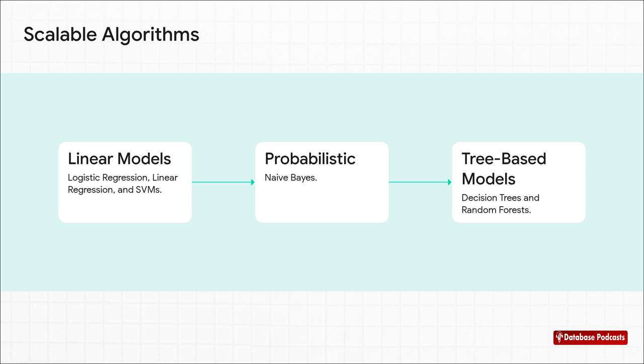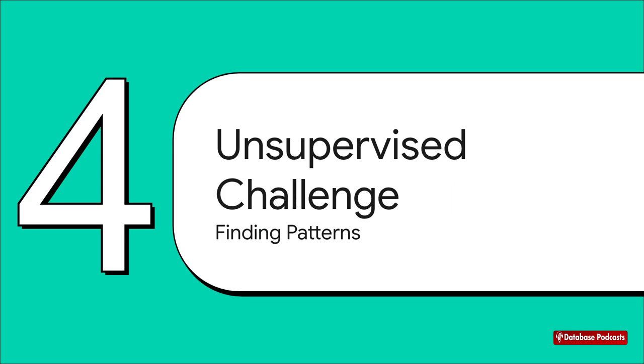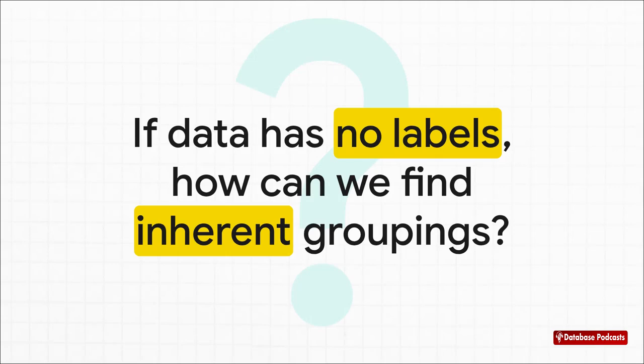Okay, but everything we've talked about so far assumes one big thing, that our data has labels. What happens when it doesn't? Well, that brings us to the unsupervised challenge, finding those hidden patterns when there's no right answer to guide us. Right, so picture this. You've got this massive data set, but there's no target column, no labels, no ground truth to learn from. How on earth can you find any kind of inherent structure or natural groupings within the data itself? That is the central question of unsupervised learning.